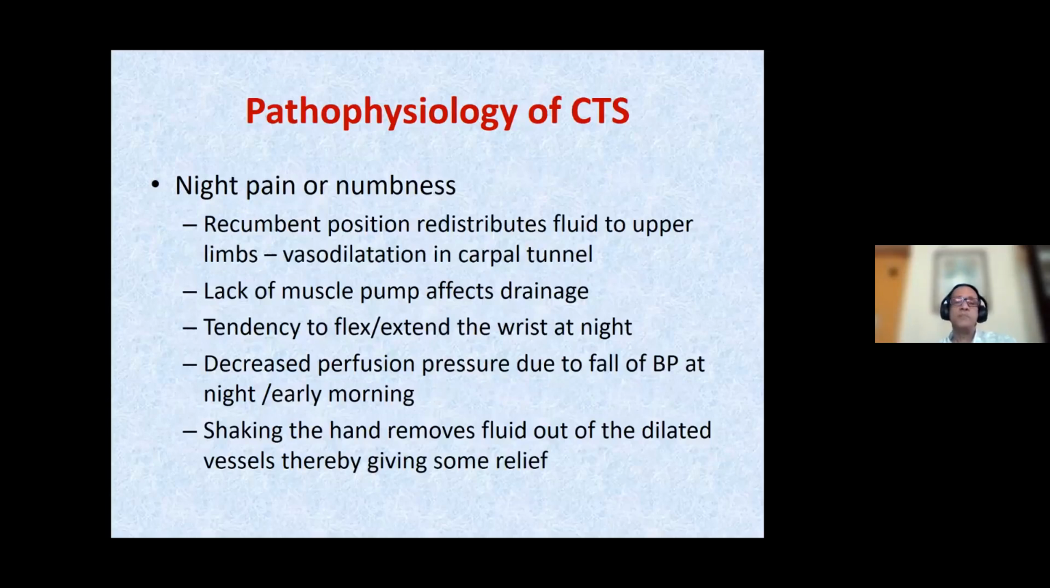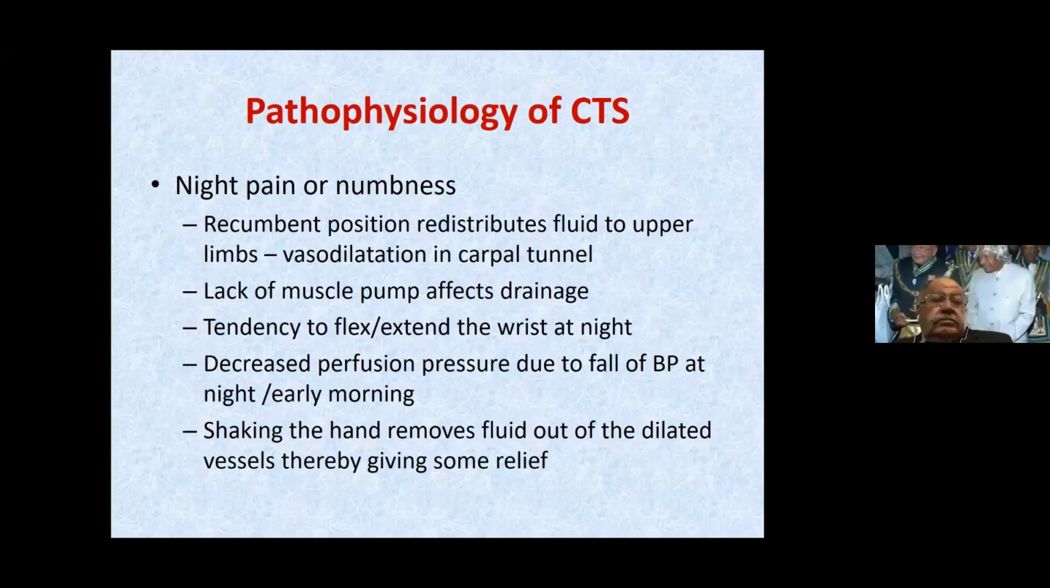Now, most often the symptoms that these patients present with are numbness or night pains, which is very typical. And why does this symptom present especially at night? In the recumbent position, there is a redistribution of fluid from the lower limbs to the upper limbs, and thereby there's a vasodilatation in the carpal tunnel. Also, there is a lack of the muscle pump, especially at night when you're sleeping and not using your hands. So this tends to increase the amount of blood and the pressure within the tunnel.